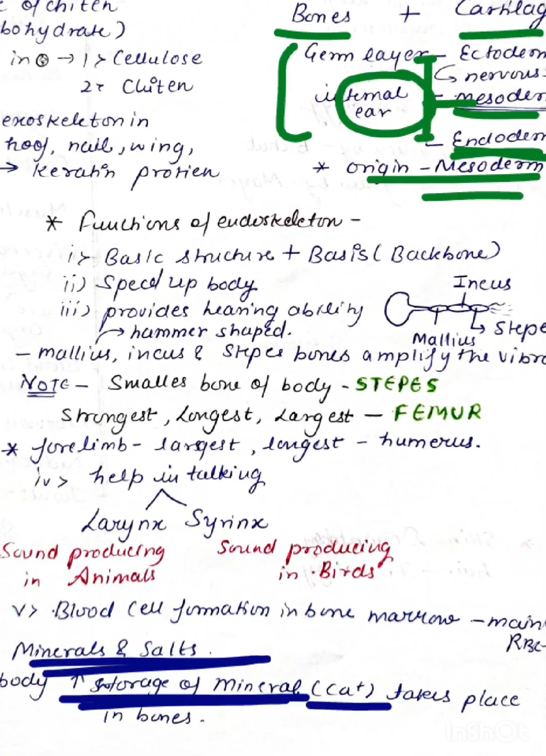So let me study first the functions of endoskeleton, then we go into the details. So here we go. First one was basic structure and basic backbone. Endoskeleton provides the basic backbone of the skeleton of an animal. So it provides the basic skeleton to an animal body or human body. We can talk in both terms. Second one was movement of the body. It provides mobility to the body so that the body can move. And third one was providing hearing ability.